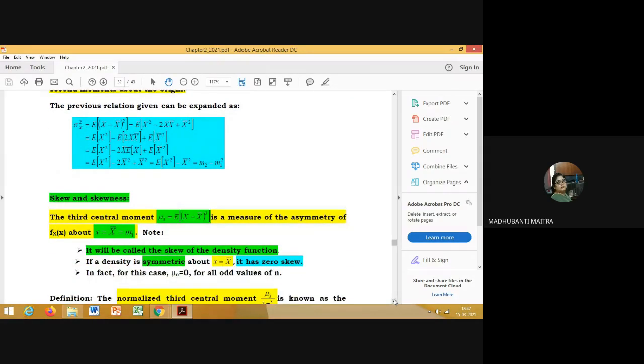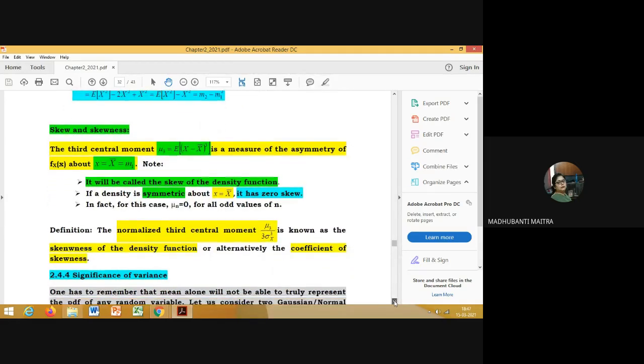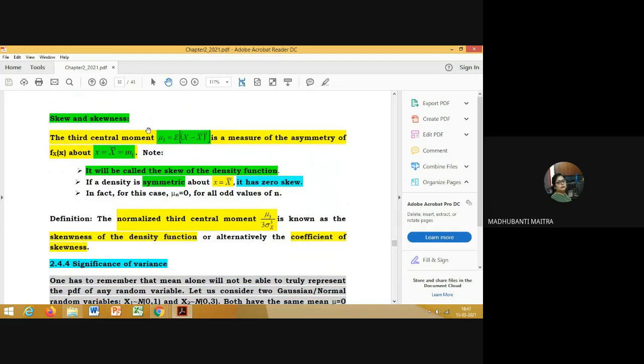Now next is skew and skewness. We'll not discuss in detail, just we'll go through the definition. The third central moment, that means mu3, as per definition will be equal to expectation of x minus x bar whole cube. So this is a measure of the asymmetry of effects about the mean value or about the expected value, which is m1.